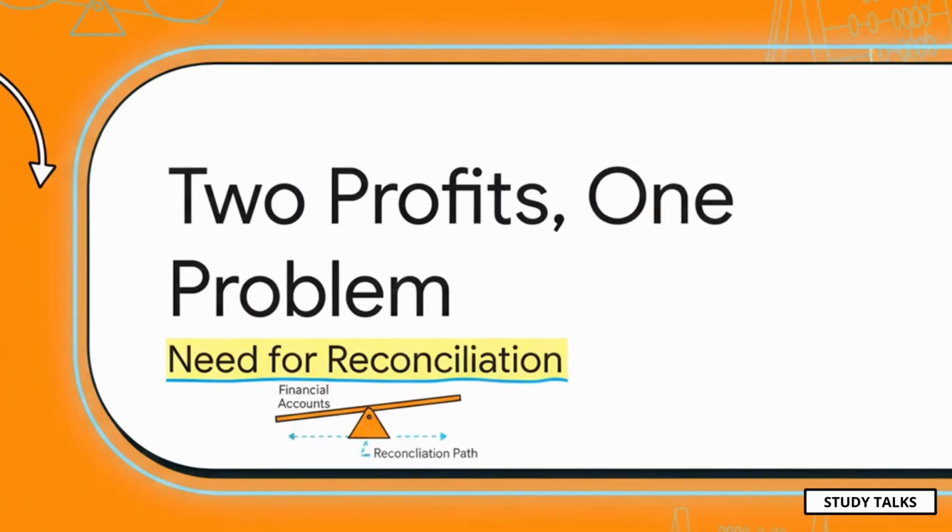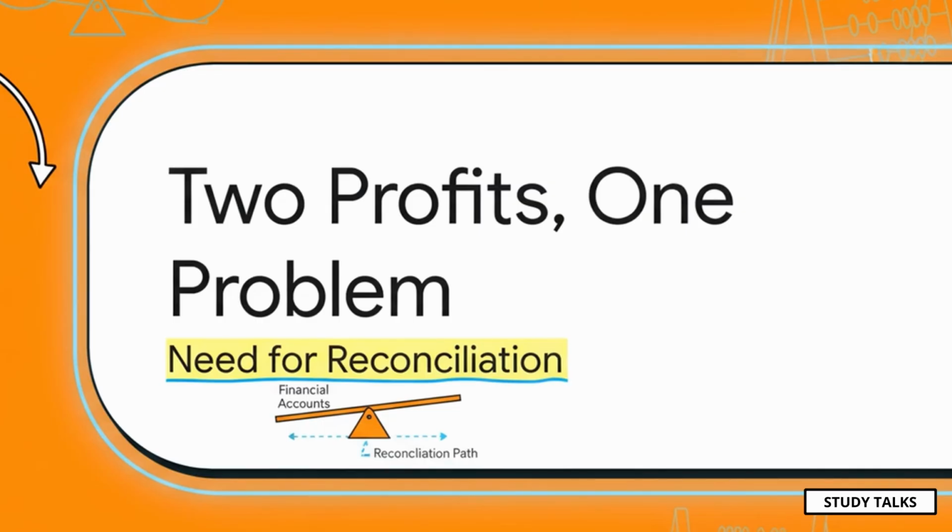So the whole reason we even need to talk about reconciliation is because some companies keep 2 different sets of books. They've got the financial accounts, which are for the outside world, shareholders, the tax man, and then they have cost accounts, which are for their own internal decision-making. This setup is called a non-integrated system.